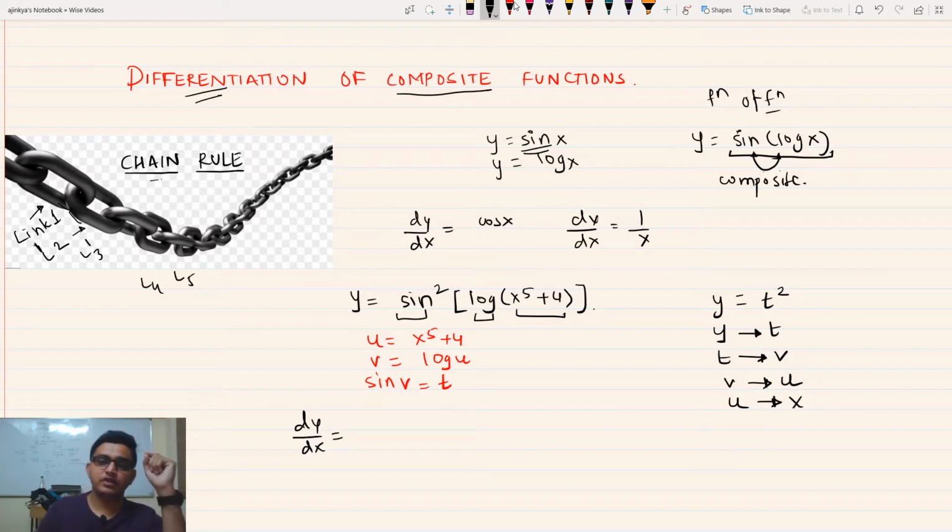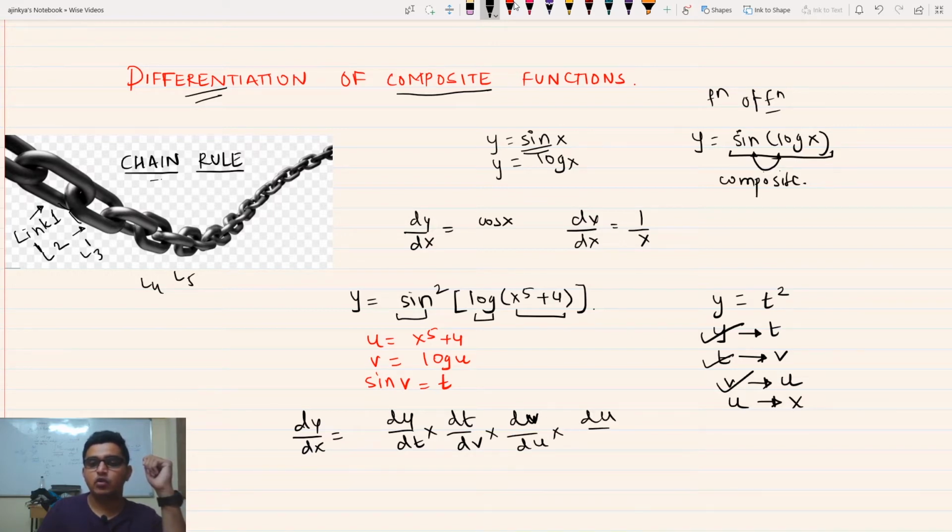So y is a function of t, so we have dy upon dt. What is the second? t is a function of v, so we have dt upon dv. Then we have v as a function of u, dv upon du, times du upon dx. You can see here that dt and dt get cancelled, dv and dv get cancelled, du and du get cancelled, and what we are remaining with is dy upon dx, which was the necessary part in our example.